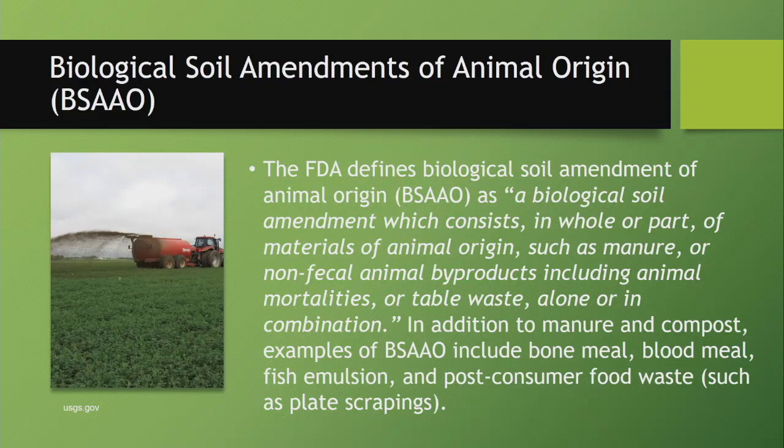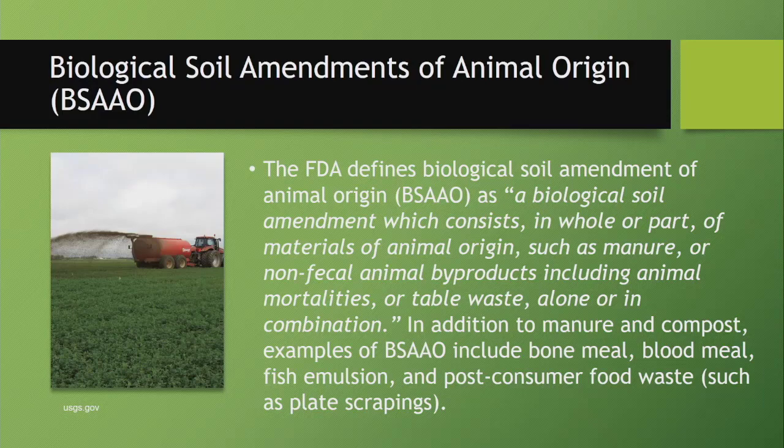If this acronym is not familiar to you, it's probably an indication you haven't sat through enough of our Produce Safety Alliance grower trainings. Biological soil amendments of animal origin: FDA defines these as a biological soil amendment which consists in whole or in part of materials of animal origin. So this can be things like manure, or non-fecal based things like mortalities, bone meal, materials like that. It can also be table waste, alone or in combination. If you take a little bit of this material and mix it in with something else, that transforms everything into a biological soil amendment of animal origin.